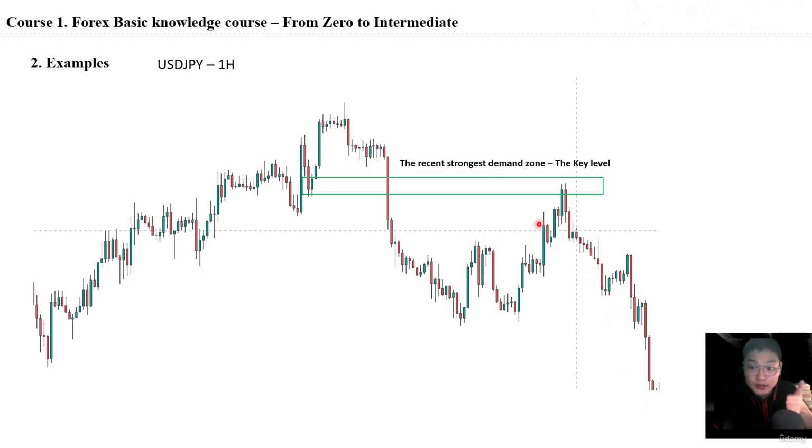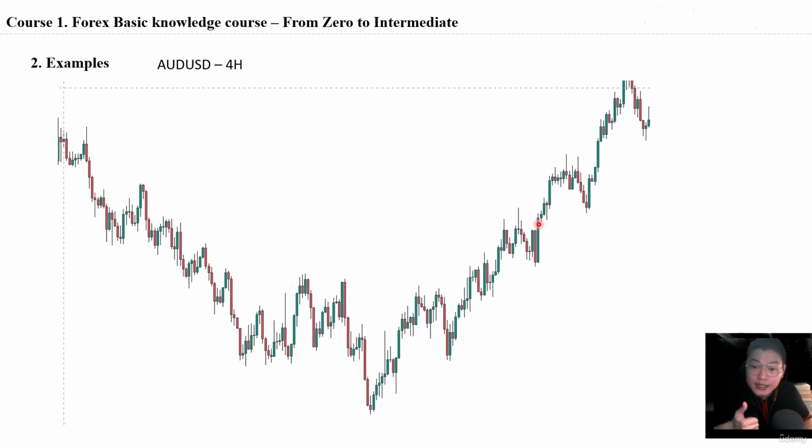This is very important to define the trend in the market. Not using the trend line or the indicator like this. Using the supply demand with market structures, you can understand the big picture and understand everything behind the market. And the next example is on the AUD USD on the 4 hours time frame.